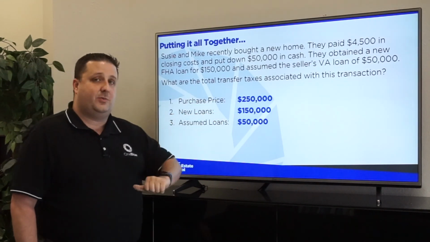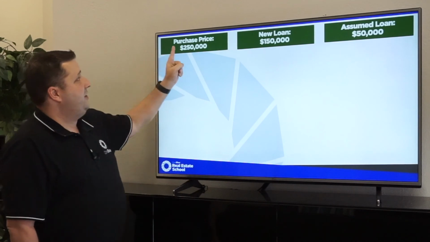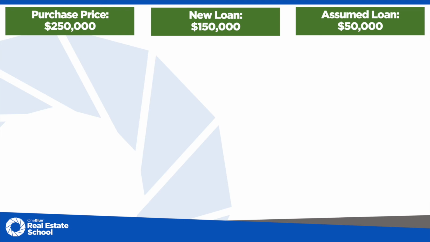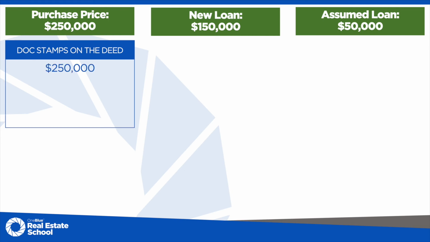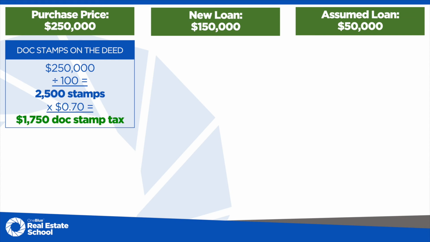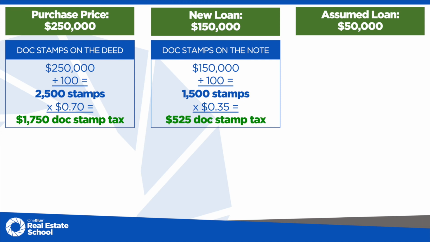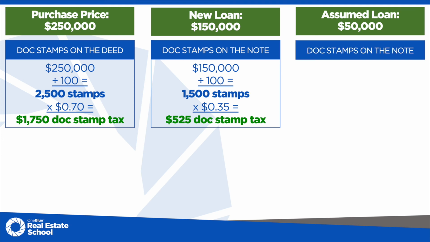So now that we have these three numbers, we can do some math. I've put them across the top and we're going to work down from here. Our doc stamps on the deed, $250,000. We're going to divide that by 100 to get 2,500 stamps. Multiplying that by 0.7 gives me my doc stamp tax of $1,750. My new loan, the doc stamps on that note, we're looking at $150,000. Divide that by 100. That's 1,500 stamps times 35 cents gives me $525.